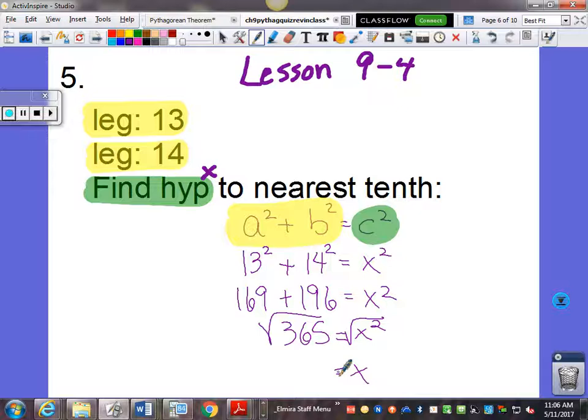So we're going to round to the nearest tenth. The calculator said 19.1049... Nearest tenth would mean I'm trying to decide whether I should keep the 1 or go up to a 2. So I look at the 0. The 0 is set, and I ignore the 4 and the 9 and everything after it. The 0 tells the 1, stay the same.